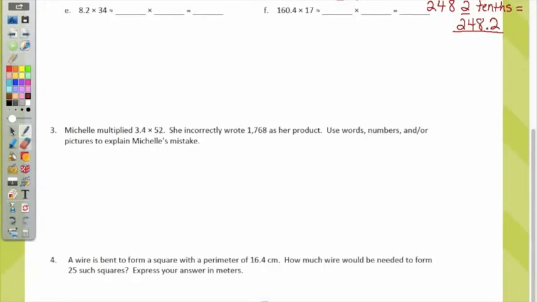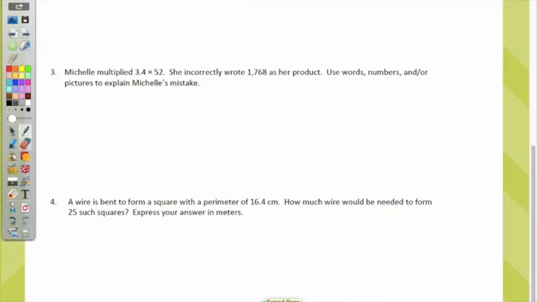So here's what happened. Michelle multiplied 3.4 times 52. And she incorrectly wrote 1,768 as her product. Use words, numbers, and or pictures to explain Michelle's mistake. Well, shouldn't we just work the problem? Yep. Okay, so 34 tenths times 52.